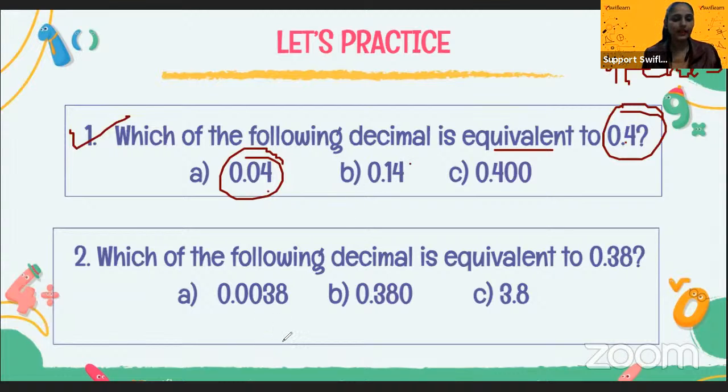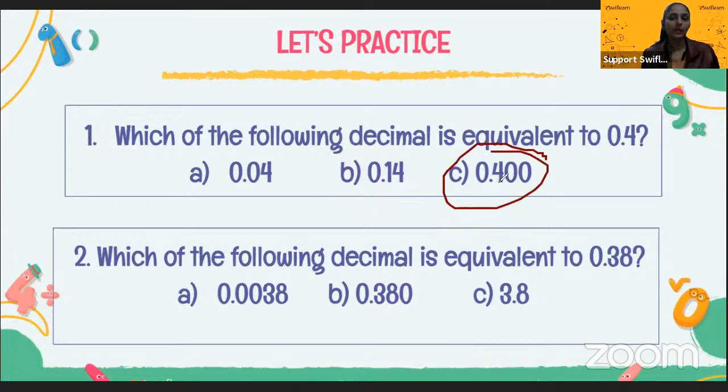If I go to the next option, I am having 14/100. It means again I am not getting 4/10, right? If you look at the last option, I am having 0.400. So I can say that 0.400 is the same as 0.4. Do you get it now? So my correct option is C.